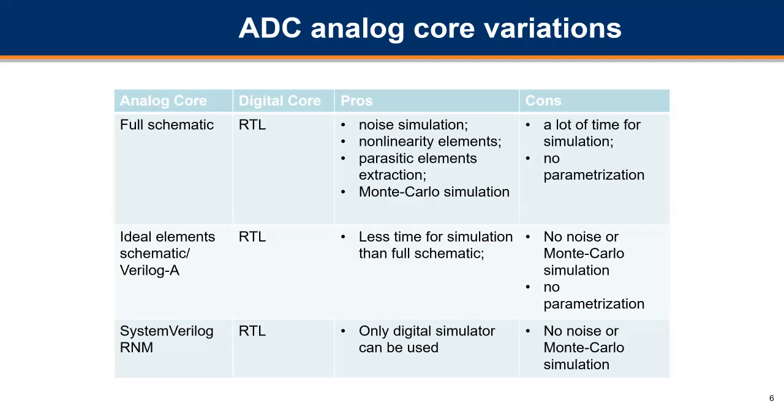Using ideal elements in schematic or Verilog A reduces simulation time, but makes it impossible to use Monte Carlo or noise simulation. In addition, the options for parameterization are also limited. Using real number modeling allows to have only a digital simulator, but likewise leaves no ways for Monte Carlo or noise simulation. In addition to speed, there is another disadvantage.